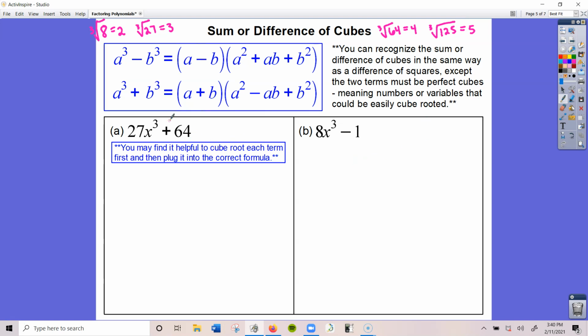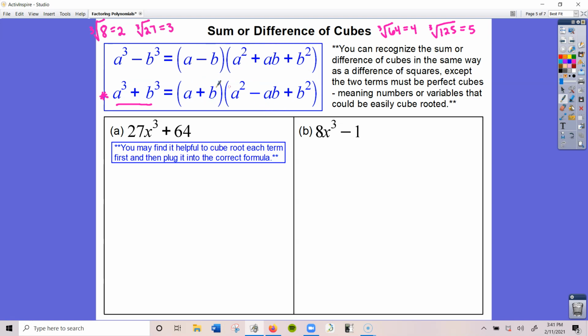So let's say I want to factor this: 27x cubed plus 64. Now this is a sum, and there's really no way around this, but these are the formats that we would be using. And for this particular question, because it's a sum, I'm using this one. Now in order to factor it, you have to follow this format here. Like I said, there's really no trick to it other than just following the format.